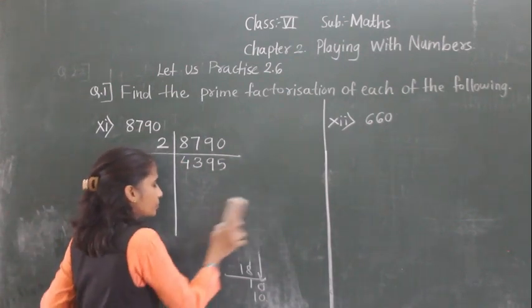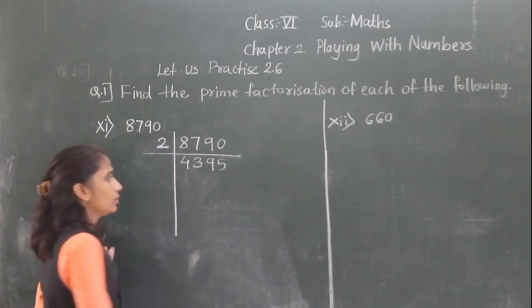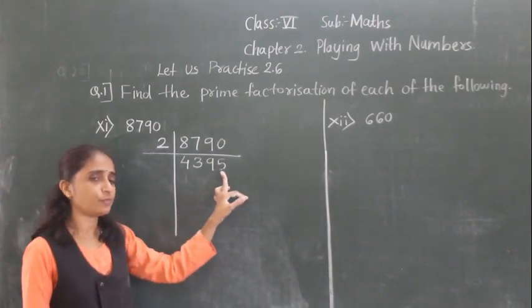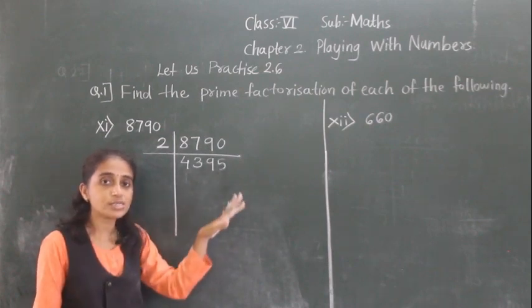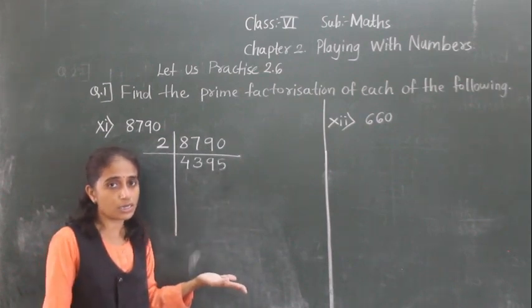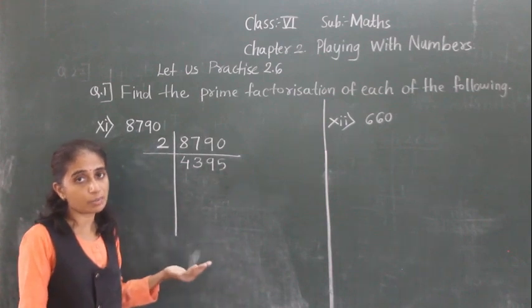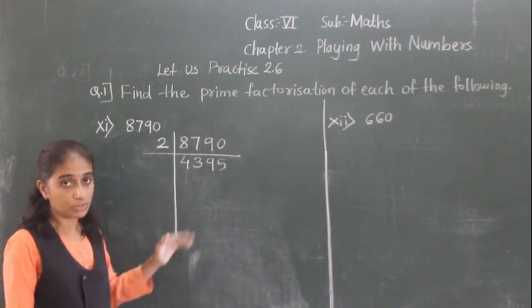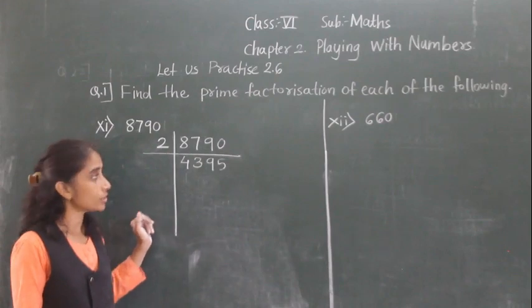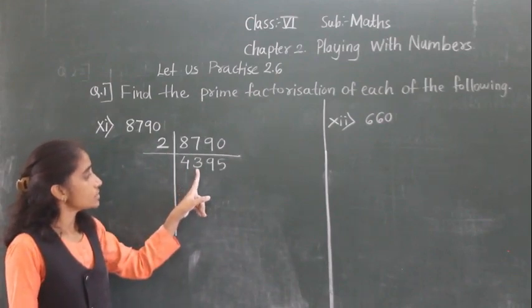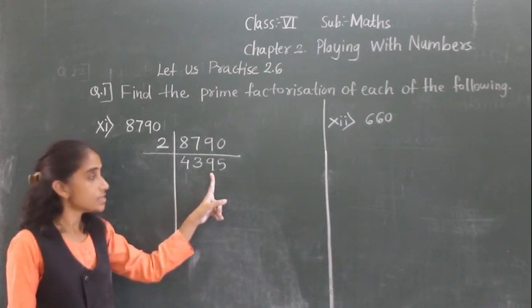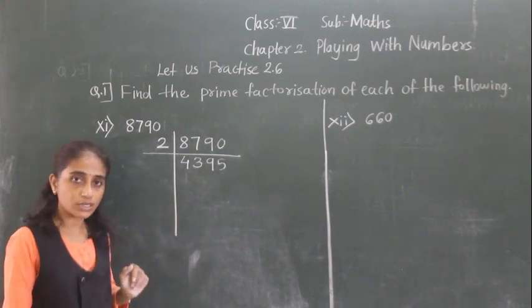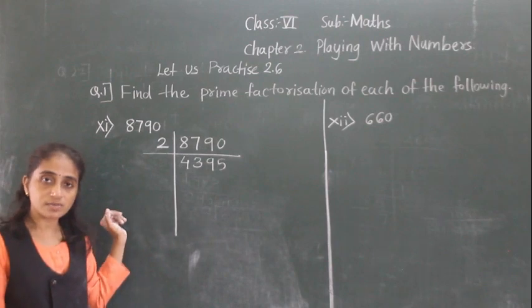After that, now see, we got 4,395. Again, is it divisible by 2? No. So now what is the next prime number? 3. Check if it is divisible by 3 or not. See here. 4 plus 3, 7. 7 plus 9, 16. 16 plus 5, 21. So 21 is divisible by 3.